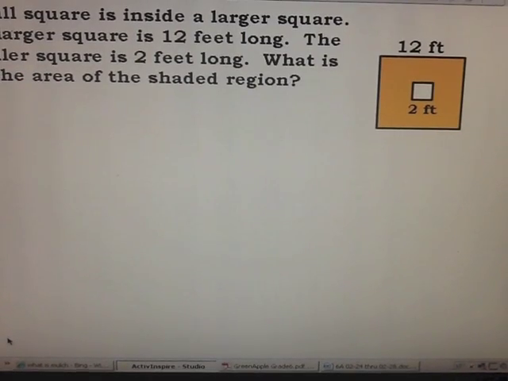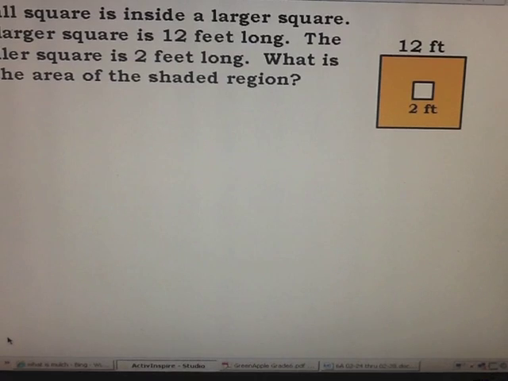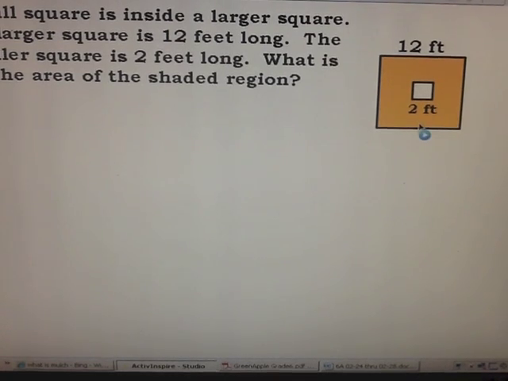And this is our last example problem. The small square is inside a larger square. The larger square is 12 feet long. The smaller square is 2 feet long. What is the area of the shaded region? So we want to know what is the area of this orange section. Okay, does this orange section include this small square in the middle? No, it does not. We need to somehow take this out of this total area.